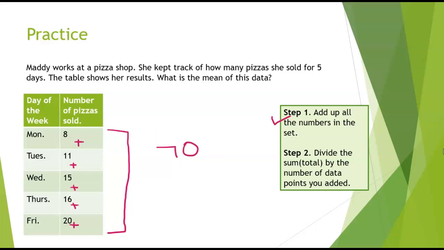So she sold 70 pizzas over 5 days. So now we have to divide that 70 by how many days she kept her results for. So we divide that by 5 days. And in your calculator, you're going to put 70 divided by 5, and you should get the mean for the 5 days is 14. So what does that mean? That means that her average number of pizzas she sold during that 5-day period was 14.